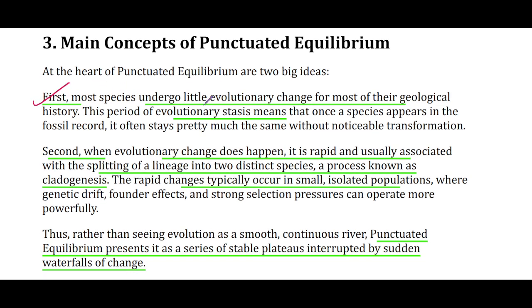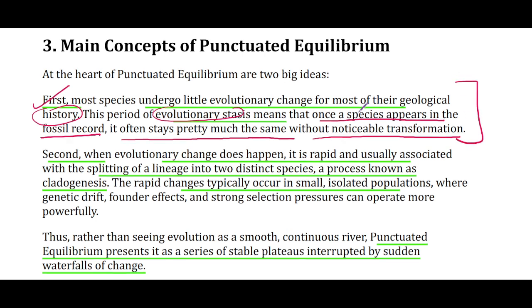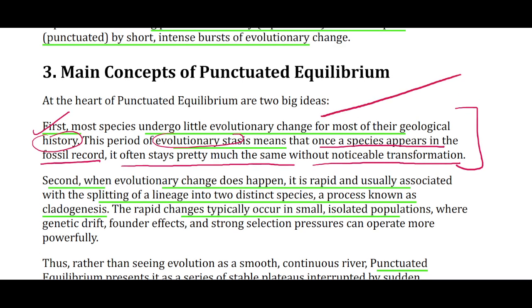First, most species undergo little evolutionary change for most of their geological history. This period is known as evolutionary stasis, which means that once a species appears in the fossil record, it often stays pretty much the same without noticeable transformation. That is, for a long time the species remain in a stable condition, a stable state known as stasis.